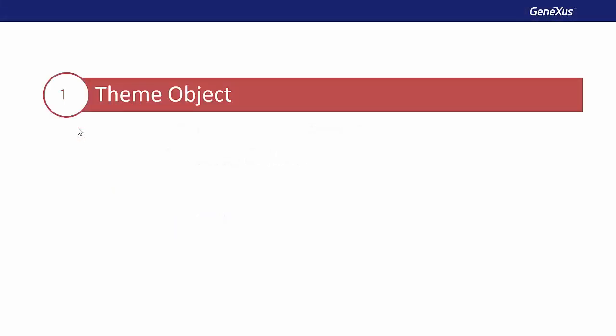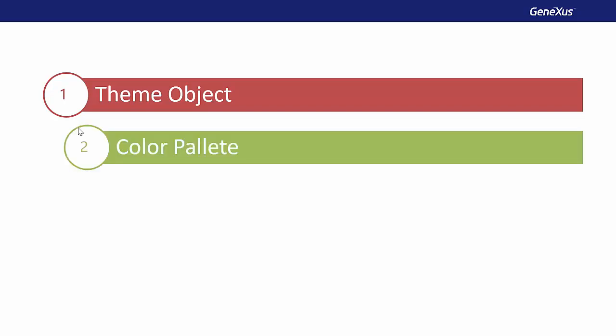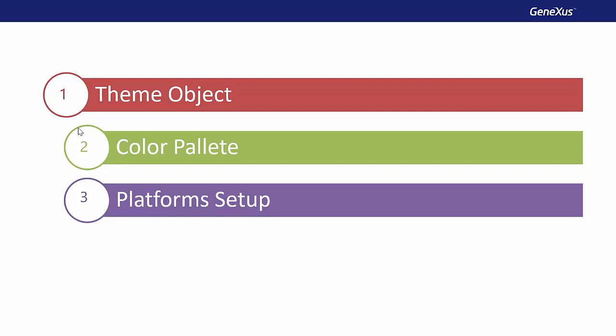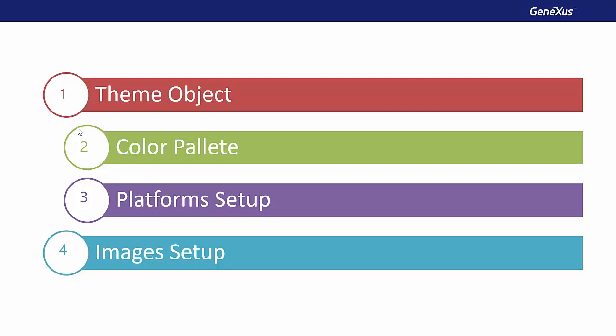In this video, we'll start by studying the theme object and some of its main features. We will also see the use of the color palette. Then, we will continue setting the themes in the Android and iOS platforms, and finally, we will learn how to set the images.